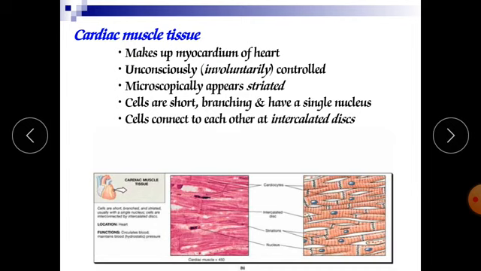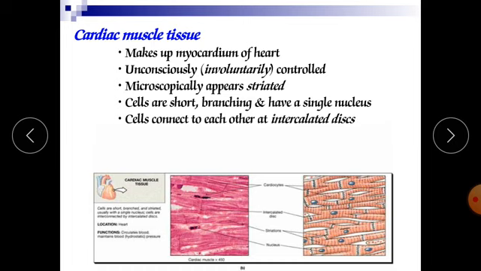Next are cardiac muscles. They make up the myocardium of the heart. In the heart we have the myocardium, and these cardiac muscles are responsible for the pumping of our heart. Whatever contractility there is occurs only due to the myocardial muscle. Unconsciously they are controlling, meaning they are not under control of our will.